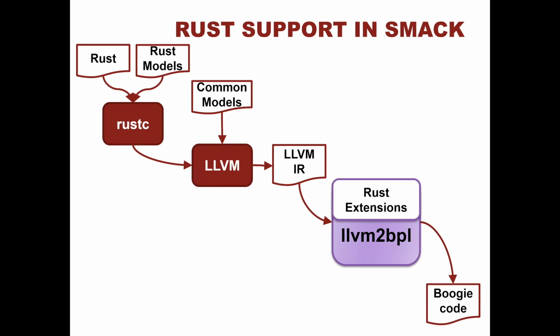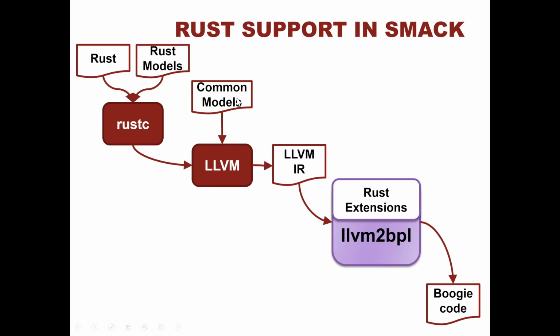Okay, so coming back to this tool flow of SMACK, to support Rust, we had to add a couple of different things. So first of all, on the front-end side, we had to add something I call Rust models. These are mainly models for standard library functions of Rust. We have the same thing for C, and we had to do the same thing for Rust as well. I'll get back to that aspect again in a couple of slides. I find it to be maybe the most complicated aspect of supporting Rust in SMACK.